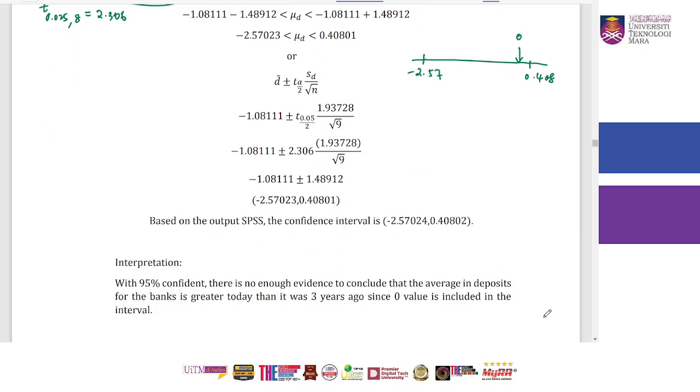So we fail to reject the null hypothesis, saying that there is no difference between before and after between the pair. So in this case, with 95% confidence, there is no difference. Okay, there is not enough evidence to conclude that the average deposit for the bank today and 3 years ago differ. So dia punya deposit 3 tahun yang lepas dengan sekarang adalah kekal sama. Sebab nilai kosong berada di dalam confidence interval tersebut.